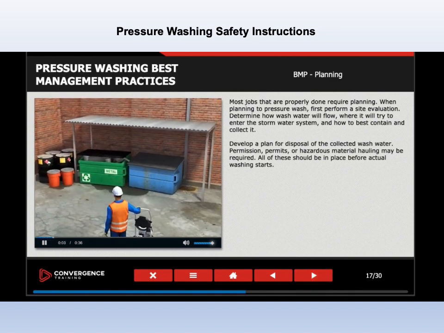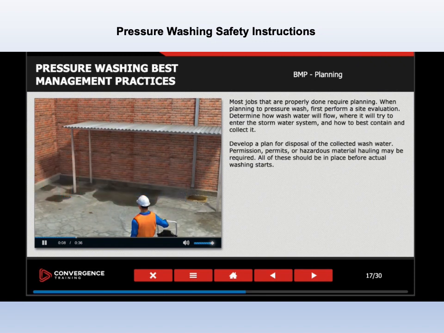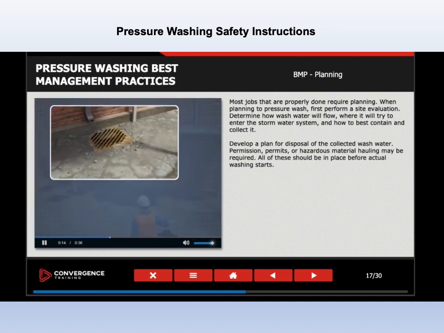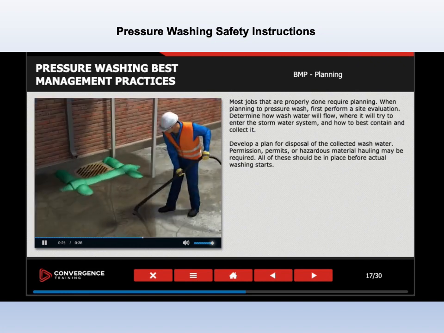Most jobs that are properly done require planning. When planning to pressure wash, first perform a site evaluation. Determine how wash water will flow, where it will try to enter the stormwater system, and how to best contain and collect it. Develop a plan for disposal of the collected wash water. Permission, permits, or hazardous material hauling may be required. All of these should be in place before actual washing starts.